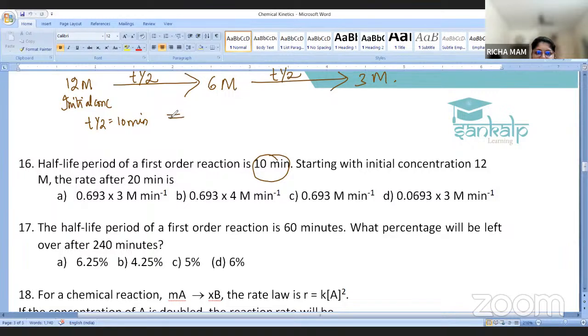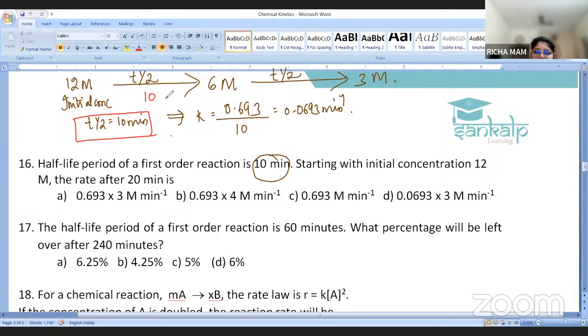Now if you calculate the K, that is 0.693 by 10 minutes. So how much will it be? It will be 0.0693 per minute. As the T half is given as 10 minutes, what will be the concentration after 20 minutes?